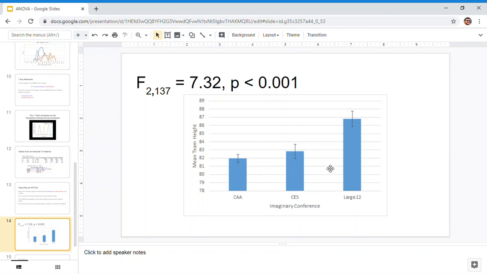So it's different from the other example I showed you. And there we see the large 12. So these are the three means that we calculated. And then the error bars come from those standard errors we calculated. And I think that's the end.